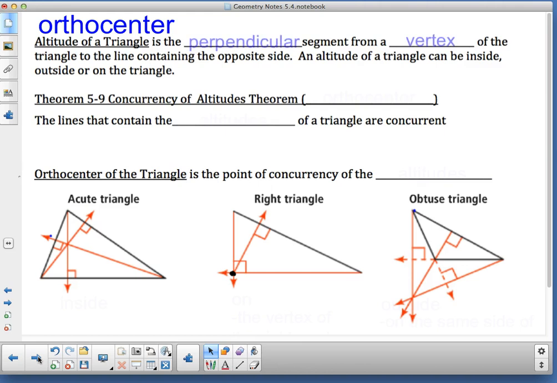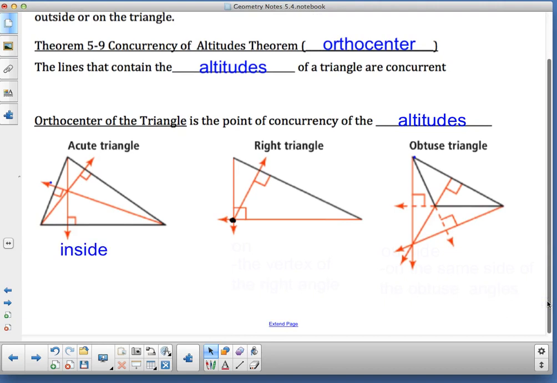Now, an altitude is the perpendicular segment from a vertex of the triangle to the line containing the opposite side. An altitude of a triangle can be inside, outside, or on the triangle, okay? So we're looking at the concurrency of altitudes theorem, which is the orthocenter. The lines that contain the altitudes of a triangle are concurrent, meaning they will meet in, on, or outside the triangle. Which is interesting. The only reason we've used the altitudes of a triangle is really about area, okay? There are a couple things about the location. We call it the orthocenter, the location. The location of an acute triangle's orthocenter is inside.